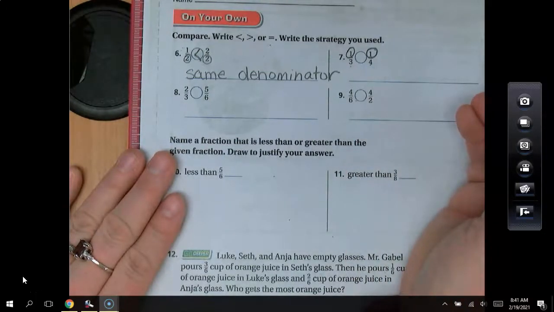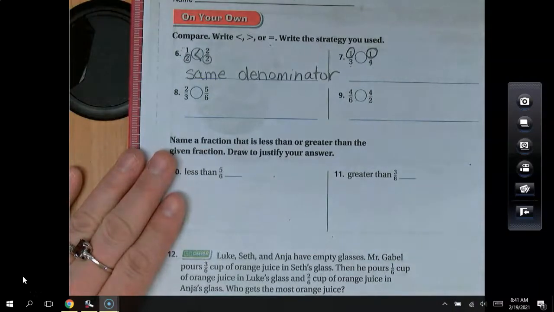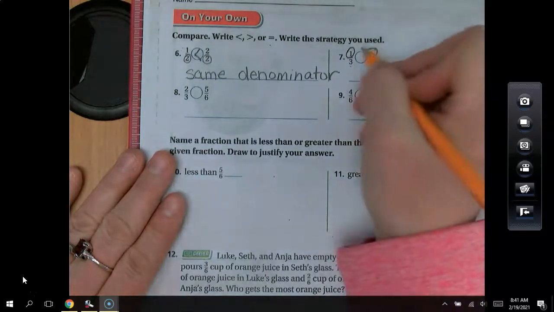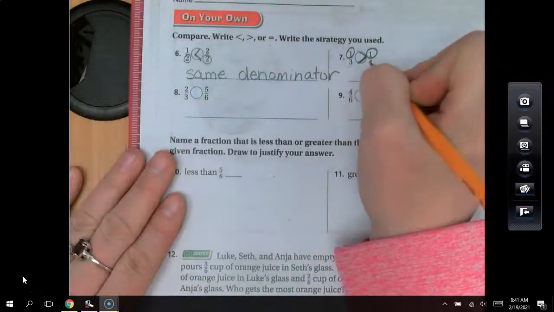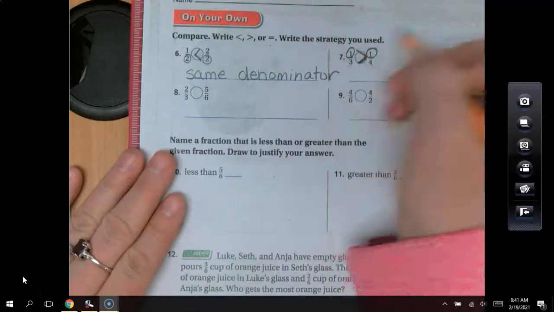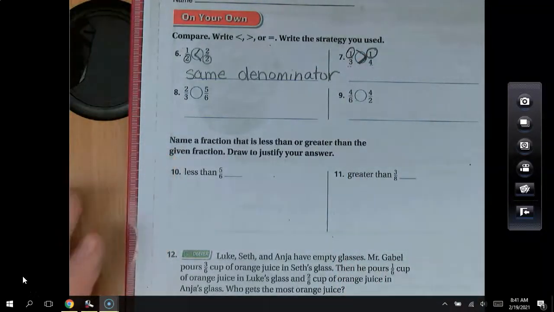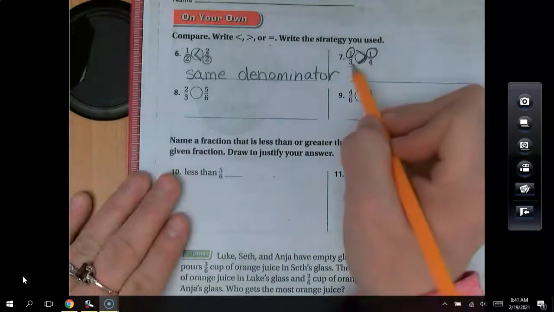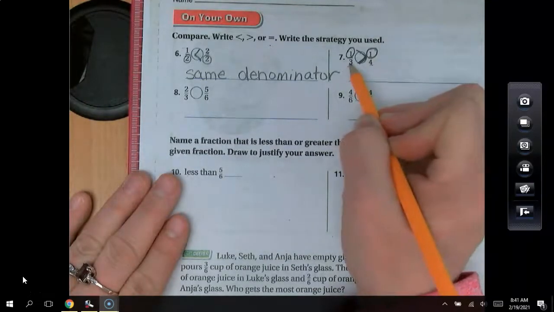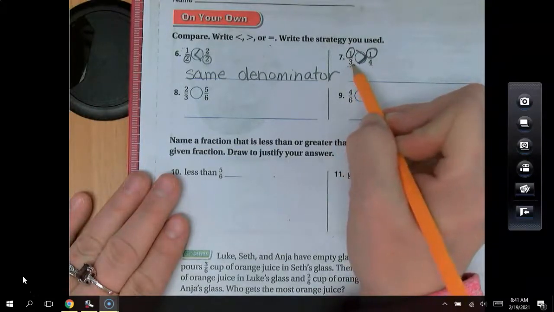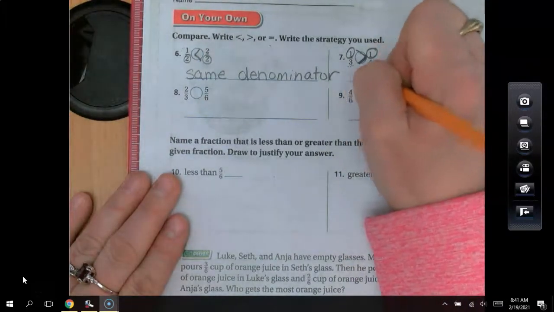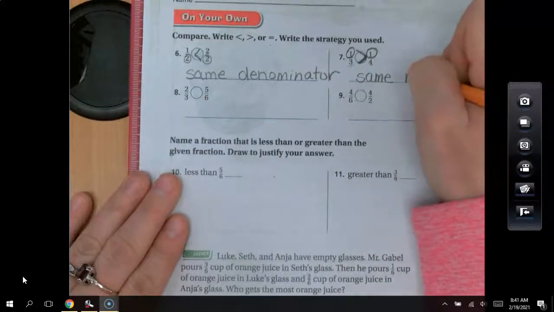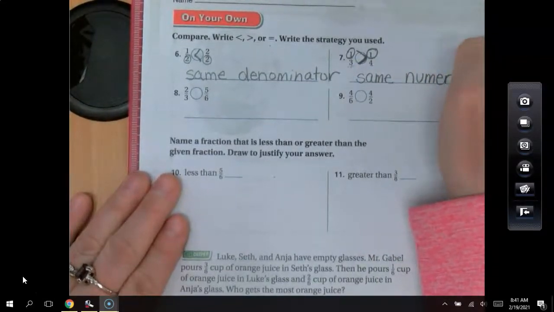Well, the less people you share with, the bigger your piece of pizza is going to be, okay? So I would get a bigger piece only sharing with 3 people than 4 people. Remember, this is where you think opposite. When your numerators are the same, you have to think opposite. Okay, 3, I know 4 is bigger, but I would rather share with only 3 people. I would get a bigger piece of pizza if I only shared with 3 people. Okay, so in this case, our strategy was the same numerator.